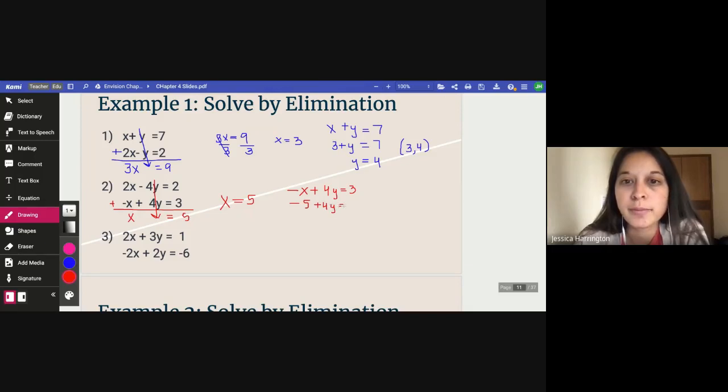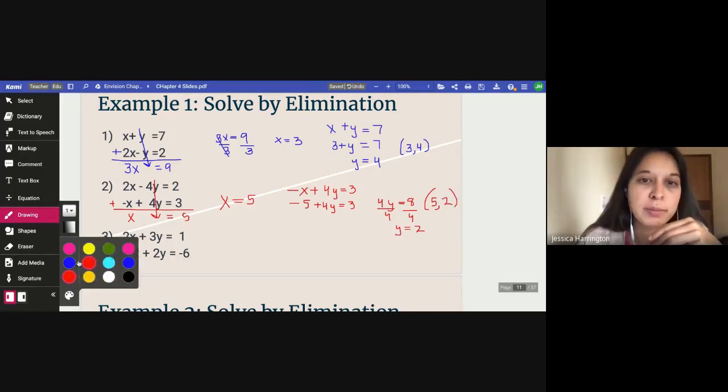Move that minus 5, add 5 to each side. So I get 4y equals 8, right? I'm just not showing you that step of adding 5 and adding 5. When I divide by 4, I get y equals 2. So my solution to this second example is x equals 5 and y equals 2.